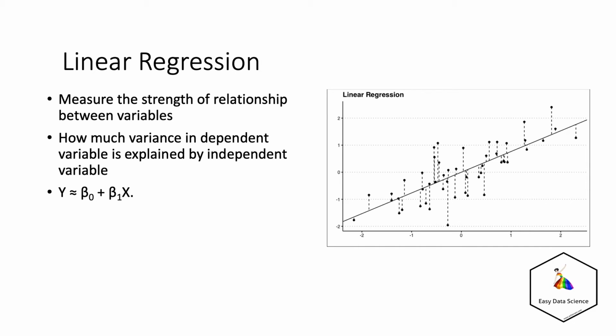Now let us talk about linear regression. What is linear regression? Linear regression tells us, let's say, about the strength of relationship between variables. So if we have two variables here, let's say one in x-axis, one in y-axis, we want to understand the strength of the relationship between these two variables. It is better described in the following manner.